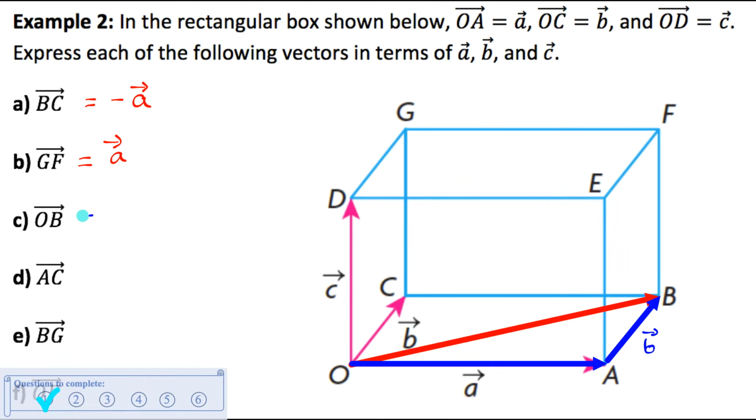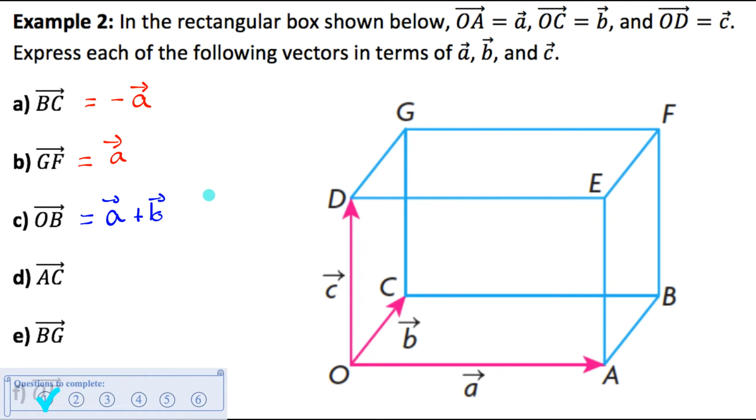So I could say vector OB equals vector A plus vector B. Part D, we want to come up with an expression for vector AC in terms of vector A, B, and C. So AC, that would look like this vector right here. So I need to figure out, how can I get from point A to point C using vectors A, B, and C?